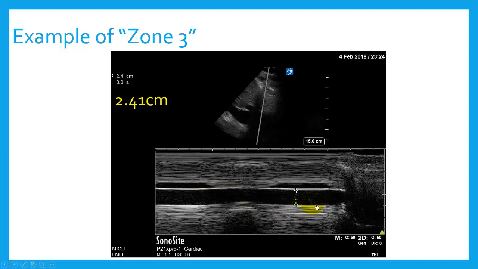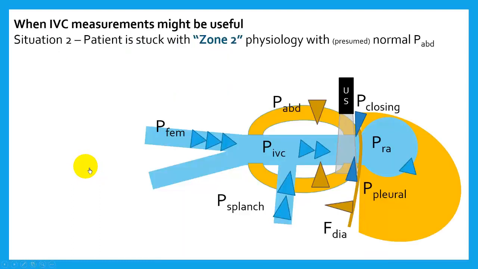There's really not a whole lot of change throughout the respiratory cycle. Perhaps it shrinks a little bit, but that might just be motion artifact. This patient, as we saw in the video, though, has no variability in their IVC size. So this is a patient who's clearly not going to be volume responsive. They're stuck in this zone 3 physiology.